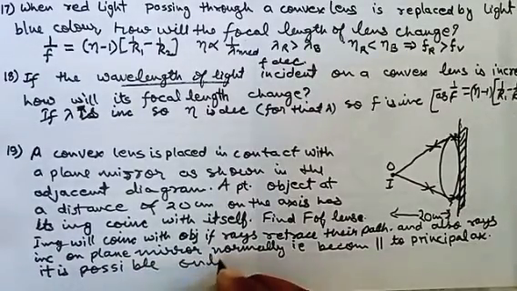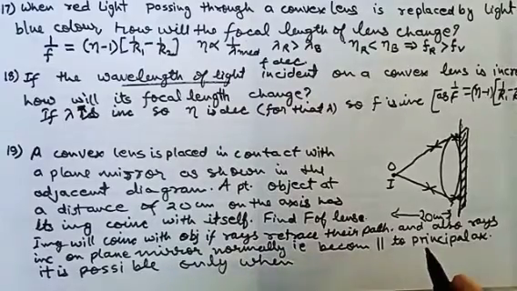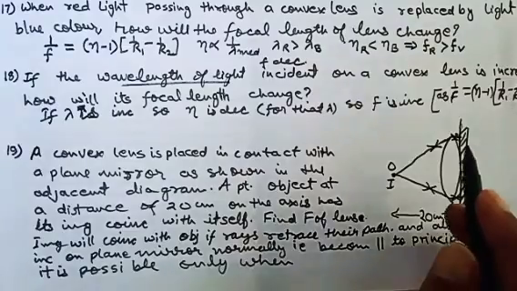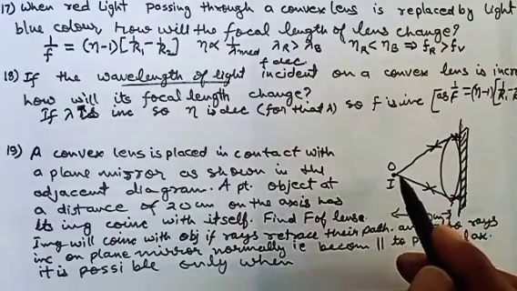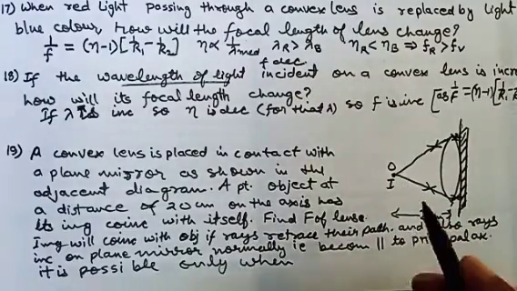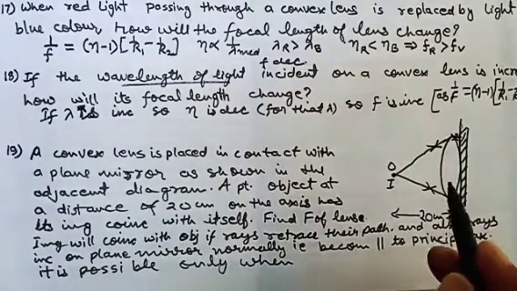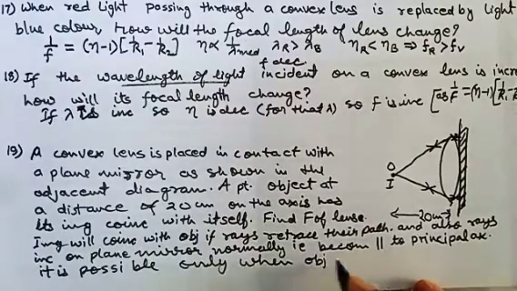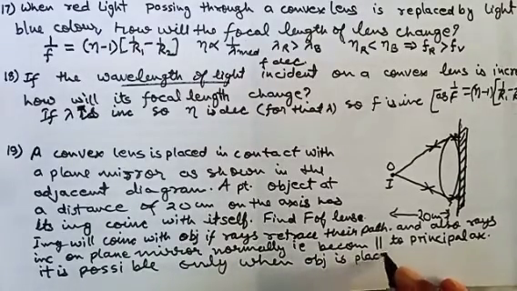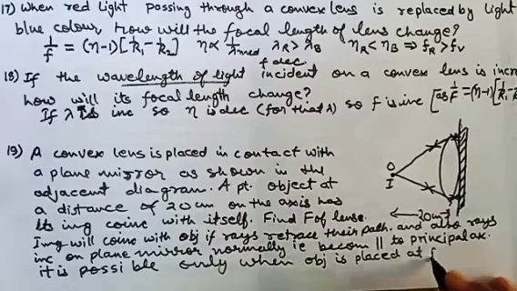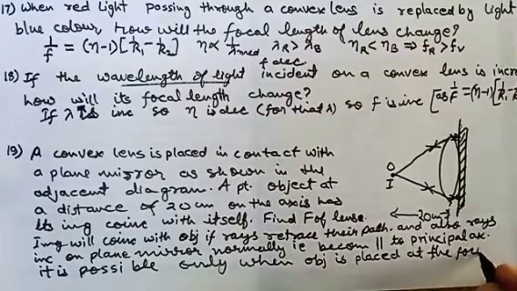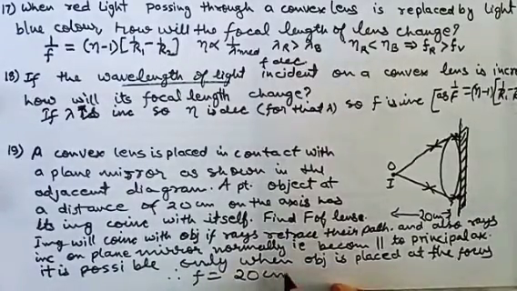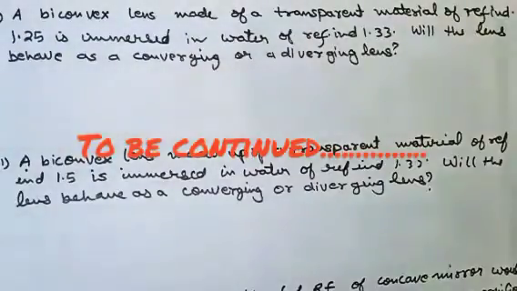It is possible only when, now think about it, in which case do rays emerging from a point source become parallel when that source is placed in front of a lens? It is when it is placed at the focus. It is possible only when the object is placed at the focus. So F equals 20 centimeter. That's all.